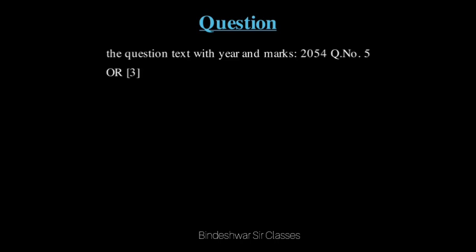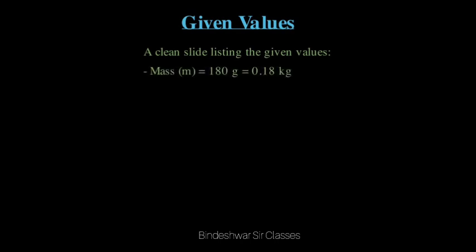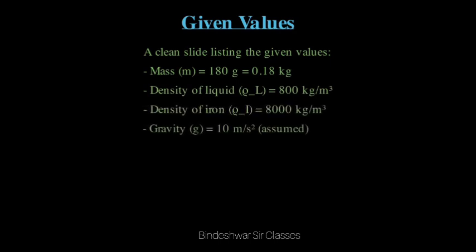Let's break this down step by step. First, let's list down all the information the problem gives us. This is always a good practice. We are given the mass of the iron object, let's call it m, which is 180 grams. Remember, we must always work in SI units, so we'll convert this to kilograms by dividing by 1,000. So m equals 0.18 kilograms.